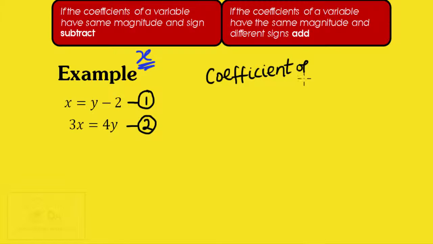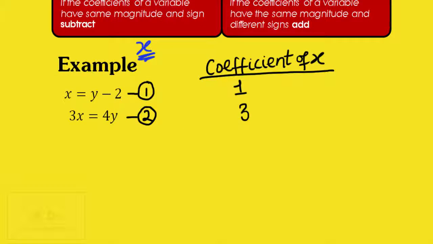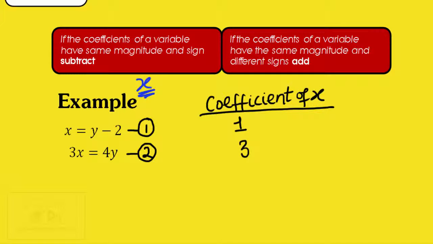Let's say coefficient of x rather. In fact, let's be more specific. In equation 1, the coefficient of x is clearly 1. In equation 2, the coefficient of x is 3. The coefficients have different magnitudes. In order to proceed, the coefficients need to have the same magnitudes.